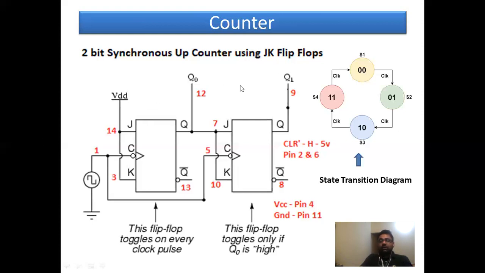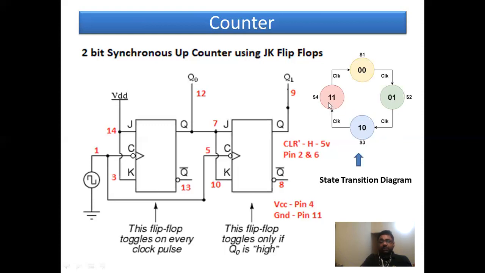How will the counting sequence be? The counting sequence will be based on this state transition diagram. Let's say this is state 1, state 2, state 3, state 4. There are 4 distinct states in this diagram. State 1 will be 0, 0. That means this is binary 0, so it counts 0. Then the second state is 0, 1, which means it counts 1. Then the third state is 1, 0, which means it is 2.